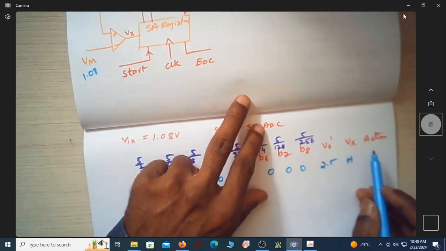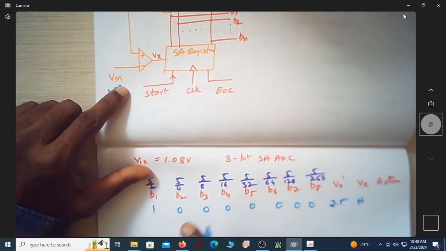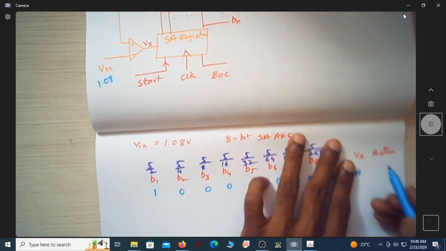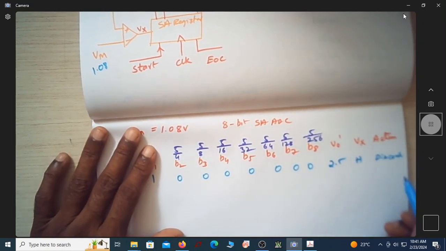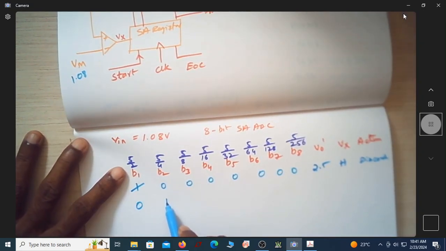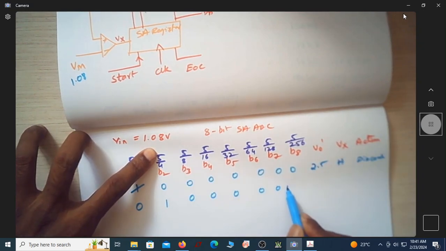So the action that should happen is, because the DAC output is more than the input voltage, I have to discard this and make the next MSB as high. So the action is you discard the bit. So I am discarding this bit and making this as 0, and I'll make this as 1. So now this is the thing.